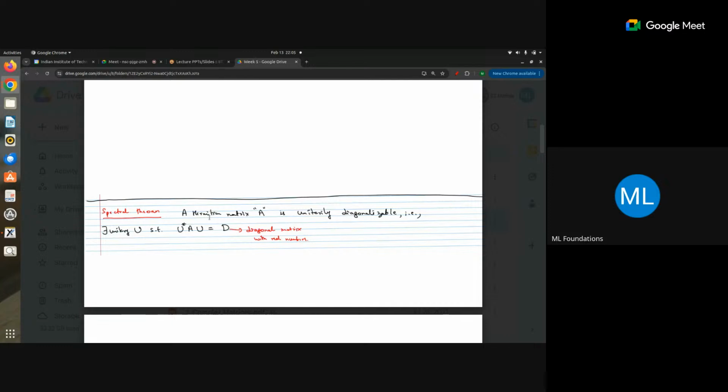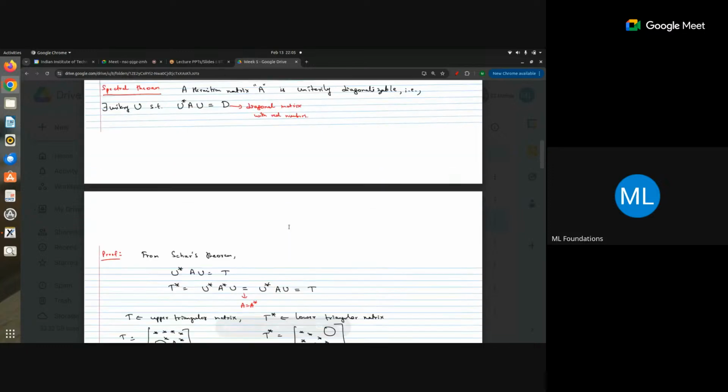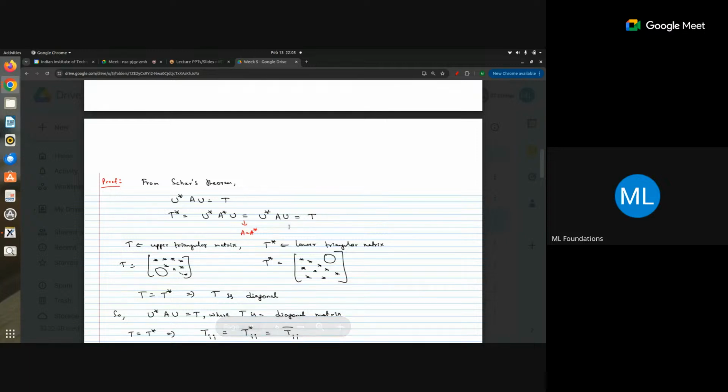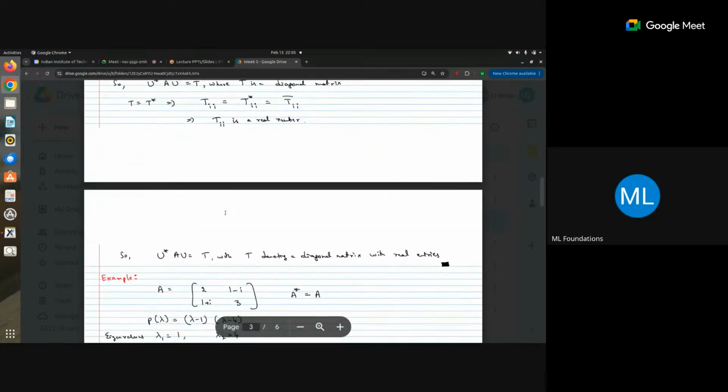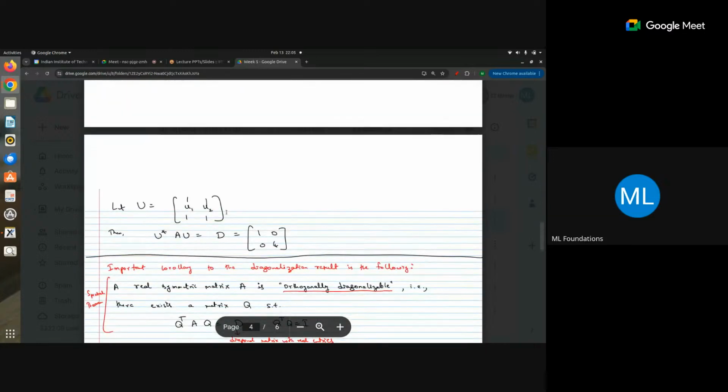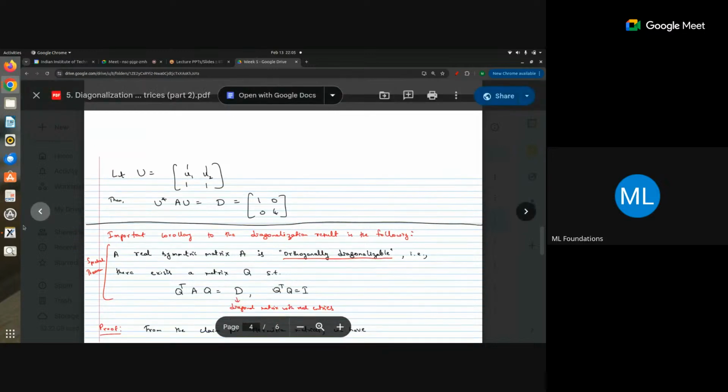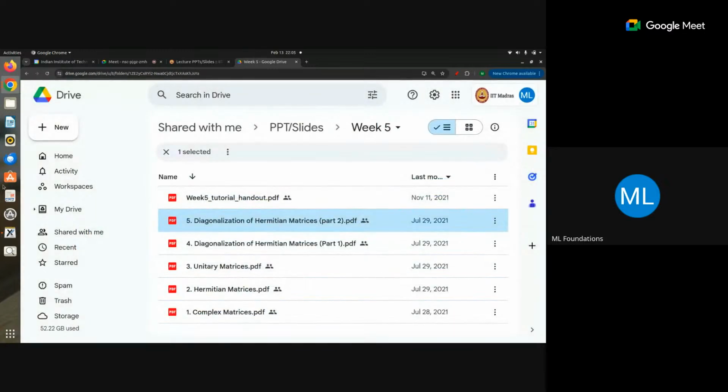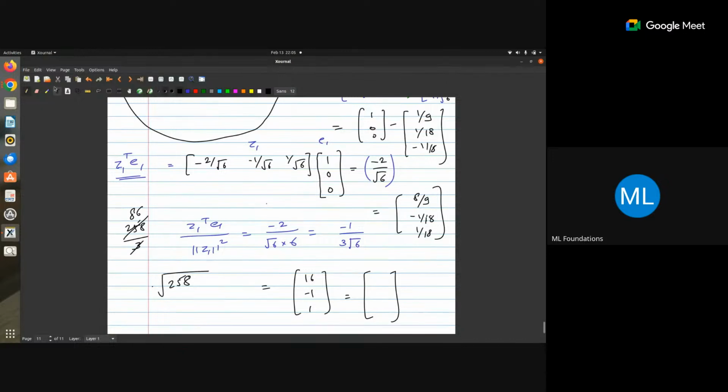If a matrix is Hermitian, then it is unitarily diagonalizable. What does that mean? You will find a unitary matrix such that if I multiply that with matrix A, I will get a diagonal matrix with real numbers. The same procedure we used in Schur's theorem applies, and then we'll get that diagonal matrix. We'll see that part. Now I will show the previous problem, right?